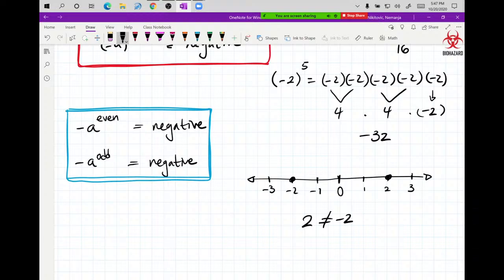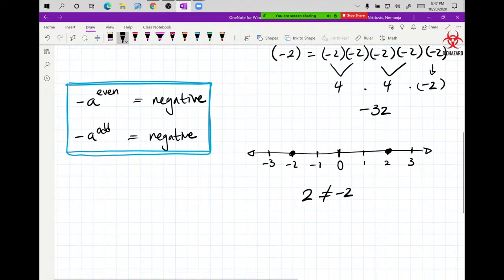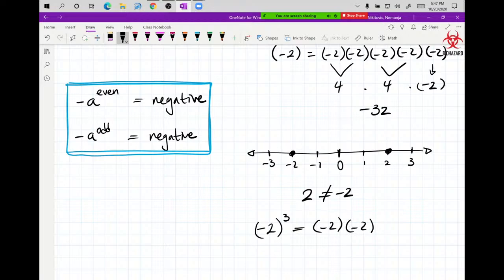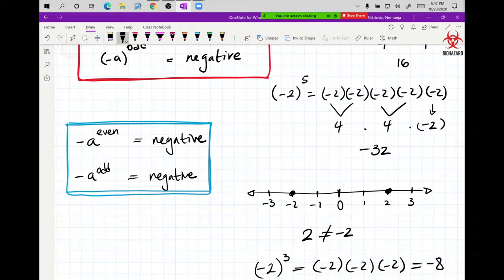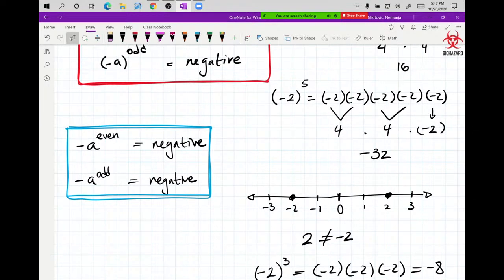Now, when I want to, let's say, compute negative 2 cubed, which is negative 2 to the third power, I get to write negative 2 times negative 2 times negative 2, which gives me negative 8. That follows the red rule over here with the odd exponent, and I'm trying to get the formula and the problem on the same screen.